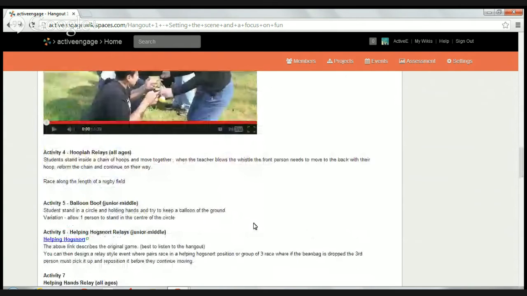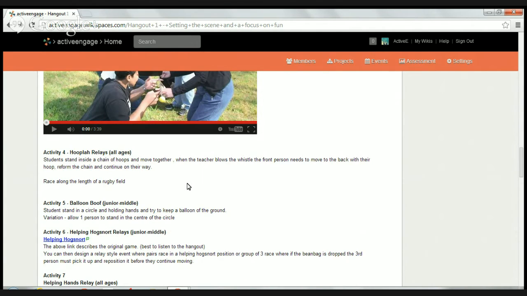Okay, hoopla relays is just where students stand inside a chain of hoops and move together. So this is hard to explain. Basically, you might have 5 people all standing behind each other, and they all have a hoop around their waist. And then all that happens is that the person at the back puts their hoop so that it goes over the person in front of them, and then everyone puts their hoop over themselves and the person in front of them.